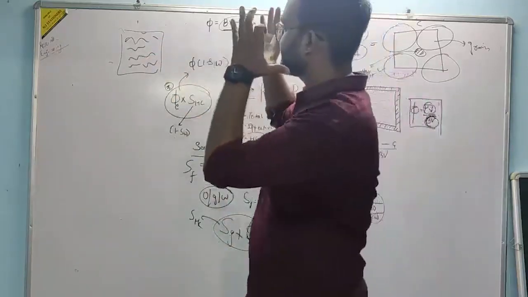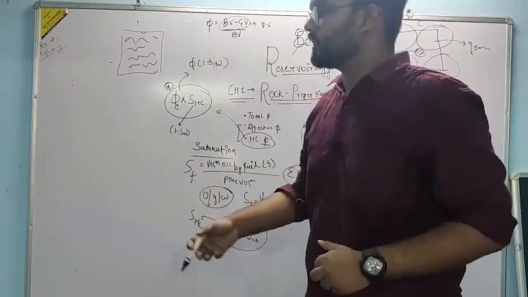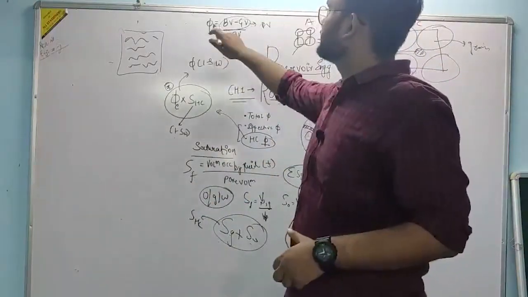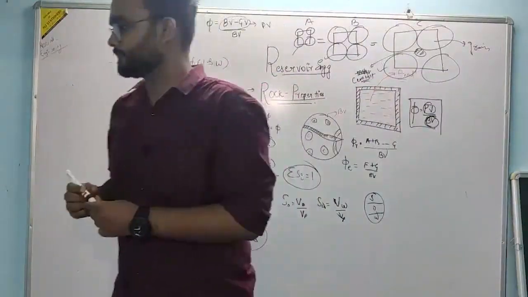So if you take the bulk volume, subtract the grains of it, you'll be left with the voids. And that is what is considered in porosity. Porosity is pore volume by bulk volume. Okay. So this is it for porosity.